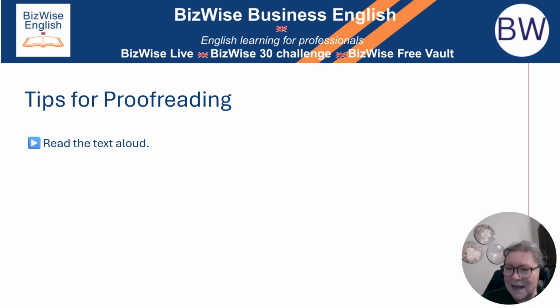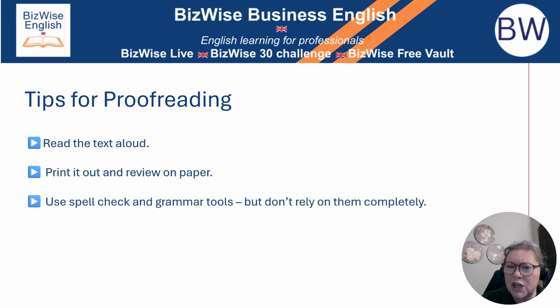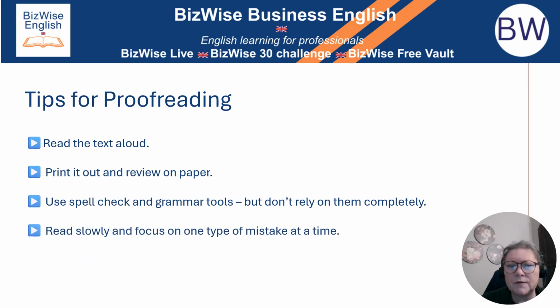Read your text aloud, out loud. Print it out, review it on paper. Use spell check and grammar tools, but don't rely on them completely. You still need to be able to do this yourself. Read slowly and focus on one type of mistake at a time. And ask a colleague to review it because it's so much easier to see mistakes in someone else's work. Okay.